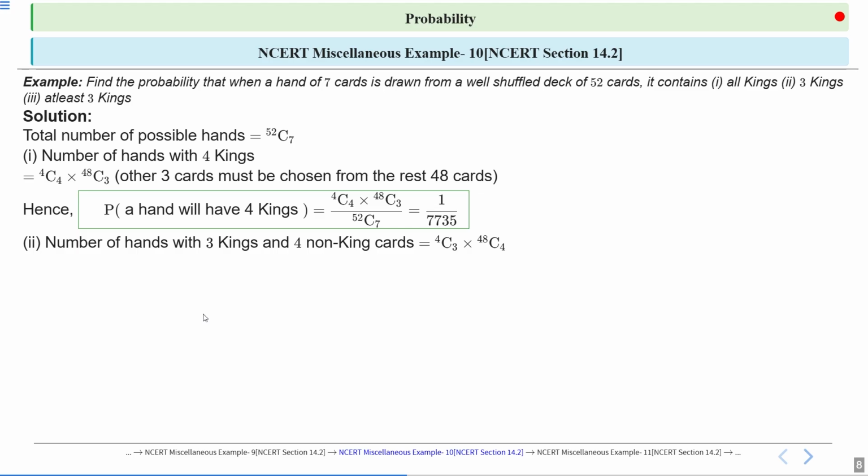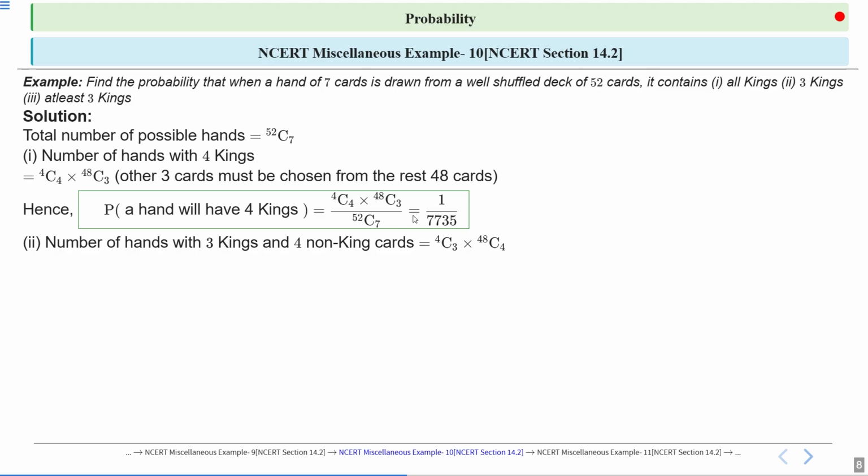Now we will find the probability that when a hand of 7 cards is drawn from a well shuffled deck of 52 cards, it contains 3 kings. The number of hands with 3 kings and 4 non-king cards can be selected in 4C3 multiplied with 48C4 ways.